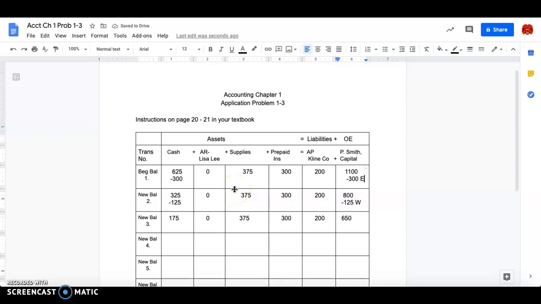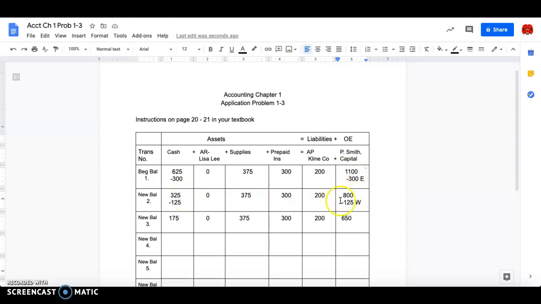Okay, so we paid cash for rent, $300. So I know that I'm going to decrease right here for cash. Anytime you hear pay cash, decrease. And I know now that that's going to affect my capital. So I'm going to come over here and I'm going to put minus 300, and I'm going to put an E for expense. I just want you guys to show me what this number is if it's in the capital column. Okay, so then I bring down my balances.